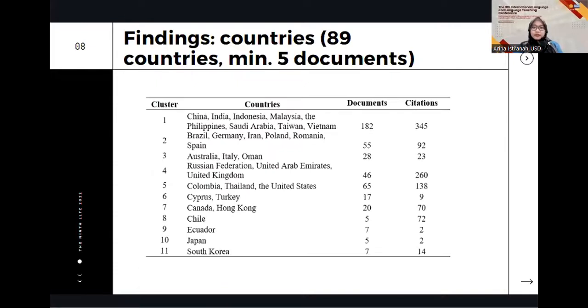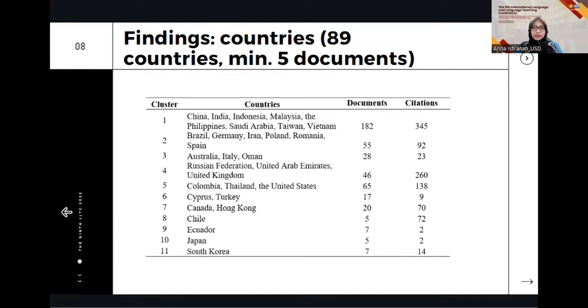For the findings, from the 444 documents, I found that 89 countries published the documents. Then I limited it to a minimum of 5 documents published by a country and found 31 countries that met the threshold. Those 31 countries belonged to 11 clusters that have co-occurrences in the documents cited.